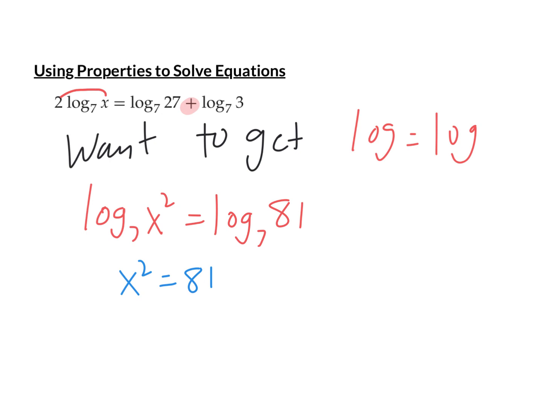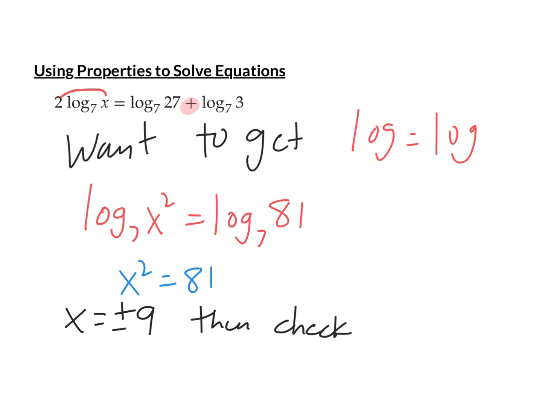Square root both sides. And whenever I square root both sides, I have to do what? Yeah, plus or minus. You got to have plus or minus anytime you square root both sides. So I get x equals plus or minus 9. Now you got to check.